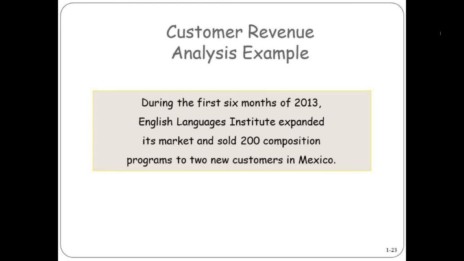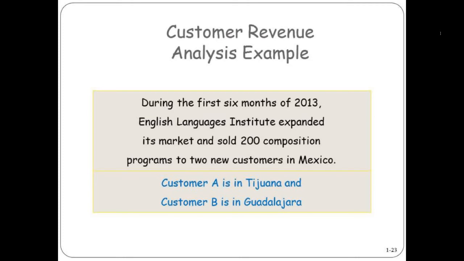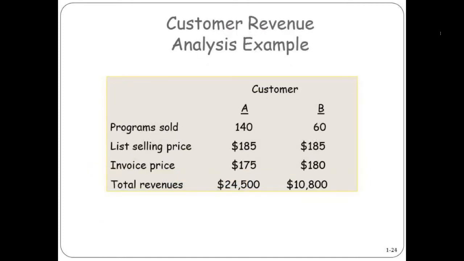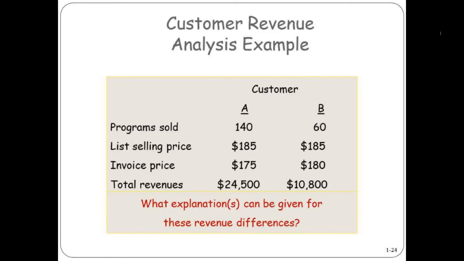Okay, let's do an example. During the first 6 months of 2013, English Language Institute expanded its market, and they started to sell to 2 new customers in Mexico. They sold 2,000 composition programs. Customer A is in Tijuana and B is in Guadalajara. They sold 140 to customer A, 60 to customer B. Here's the list price. They clearly discounted a little bit more for customer A. And they brought in this much revenue. Clearly the revenue differences are because of the number of units sold and the discounts. So if you do variance analyses, that's what you'd see.